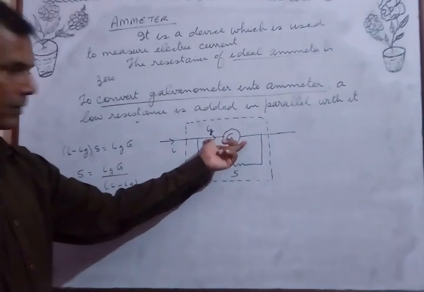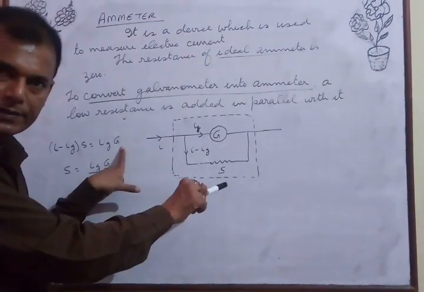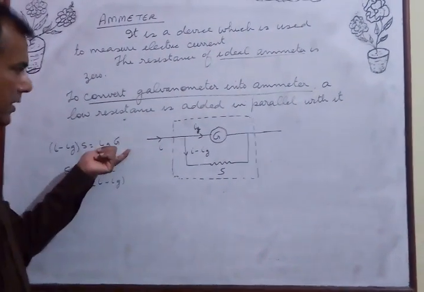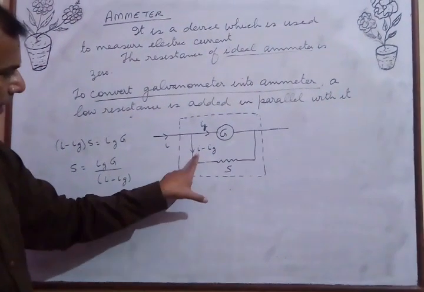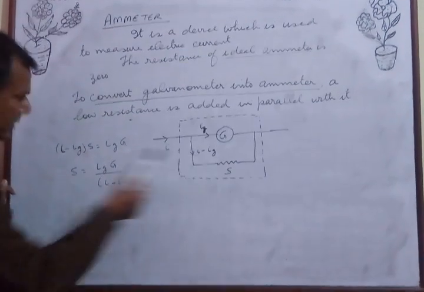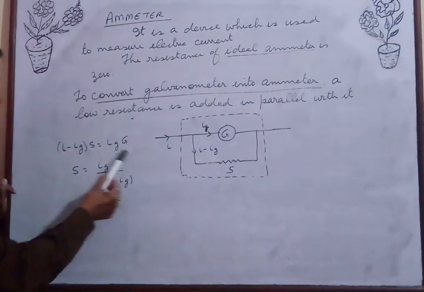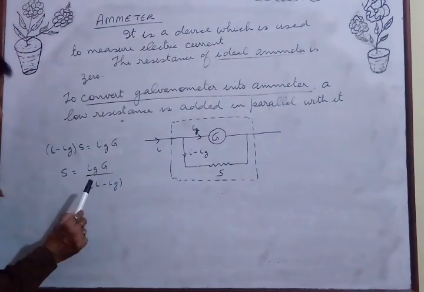Potential difference across this is Ig into G. G is the resistance of galvanometer we have taken. I into R is the potential difference across this. Similarly, potential difference across shunt, I minus Ig into S. As both are in parallel, potential is same, equate both. S is equal to Ig into G upon I minus Ig.